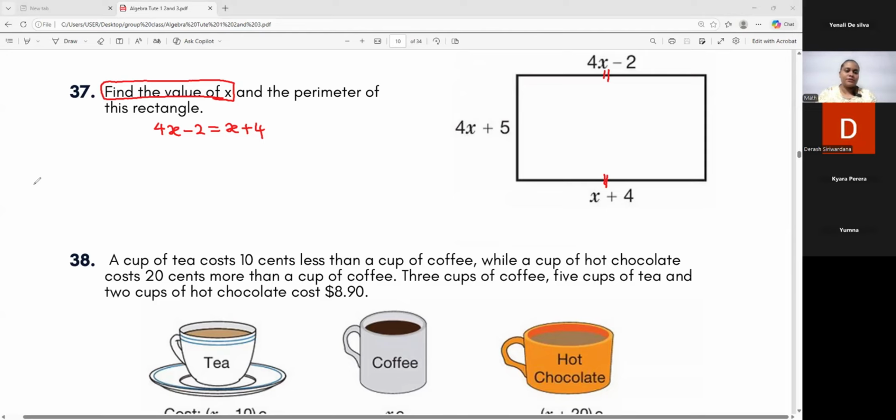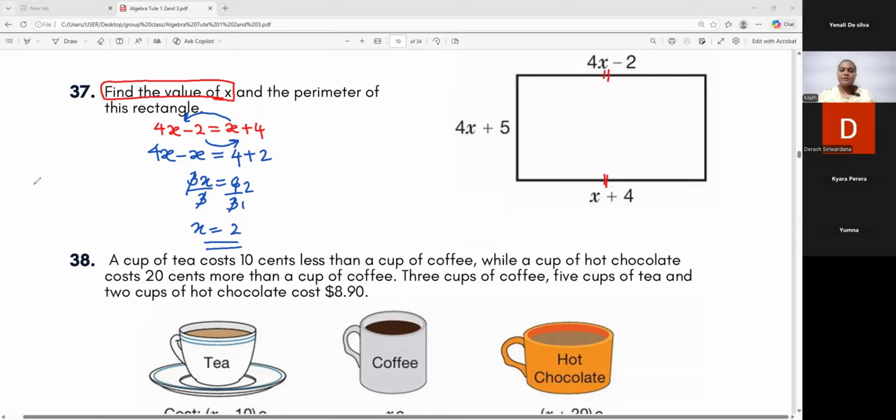So I can move this x to this side. Then it is 4x minus x equals 4. Move minus 2 to the right, plus 2. 3x is equal to 6. Then divide both sides by 3. 3 and 3 get cancelled. 3 times 1, and this is 3 times 2. x is equal to 2.